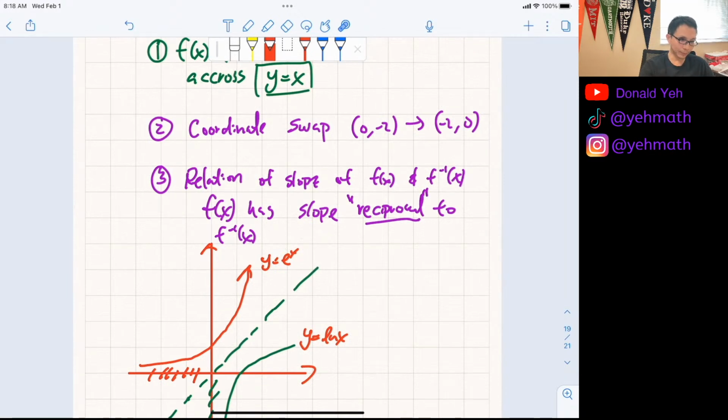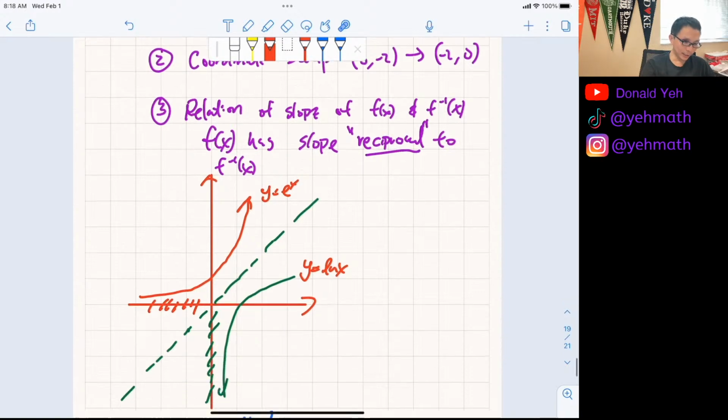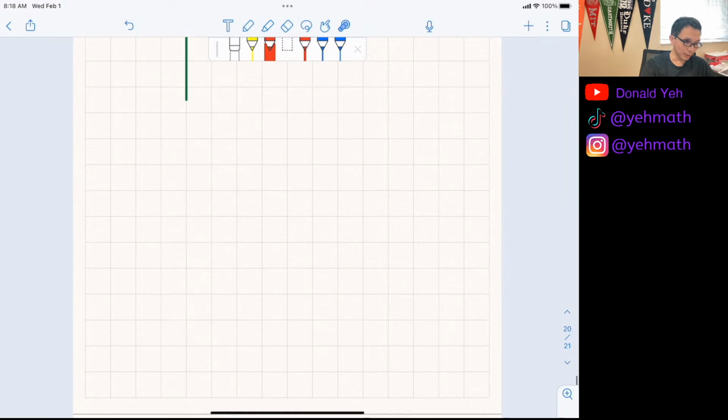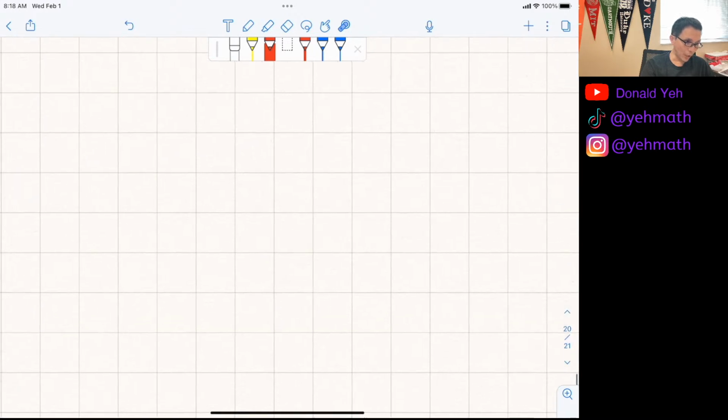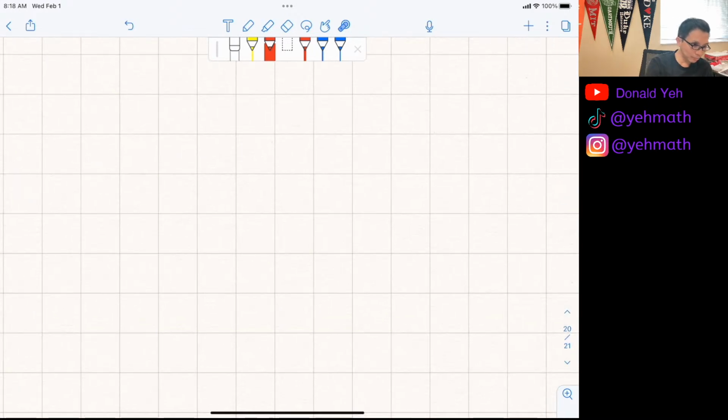Okay. So here's the thing. It's possible for me to find the inverse derivative evaluation without finding the inverse function. What the hell did I just say? I have no idea.